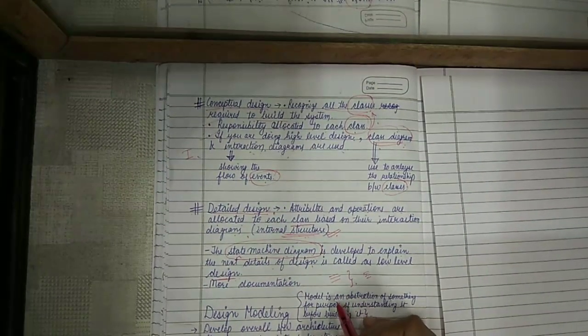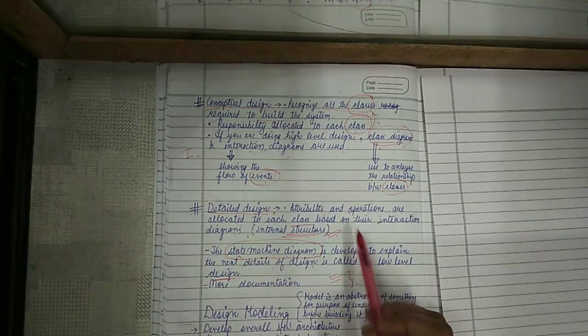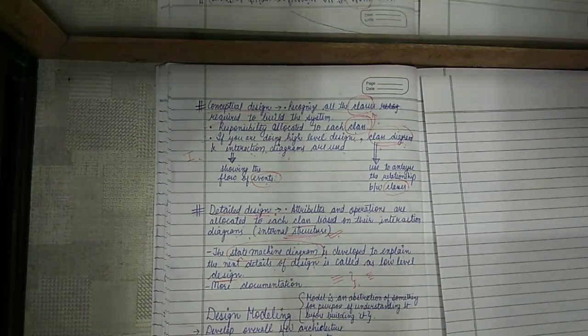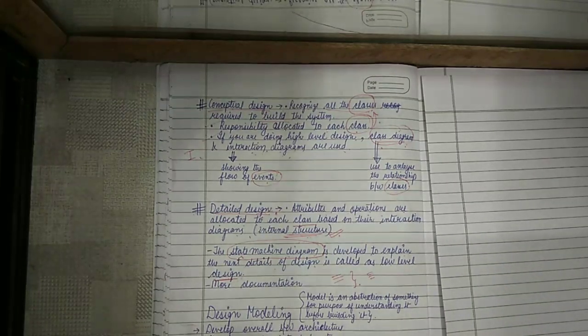So in this video, I told you about object-oriented designing and its stages, conceptual design and detailed design. So till now we have completed our two questions: what is object-oriented analysis and what is object-oriented designing. If you get questions like this, you have to explain what I told you.